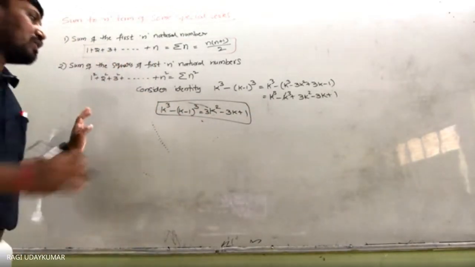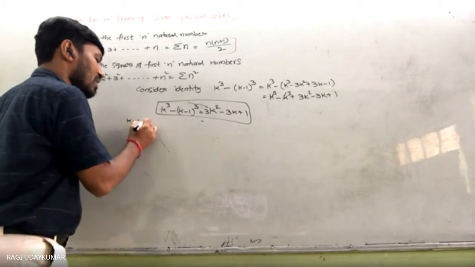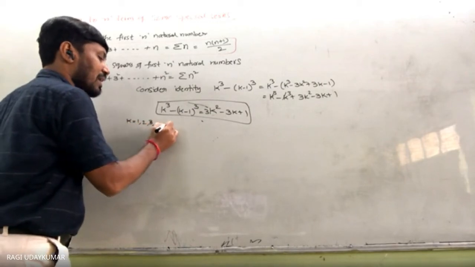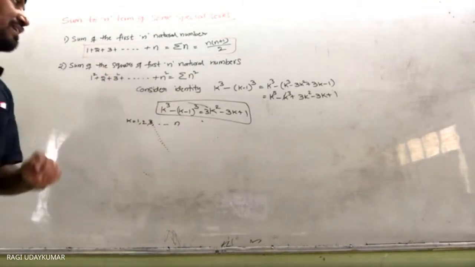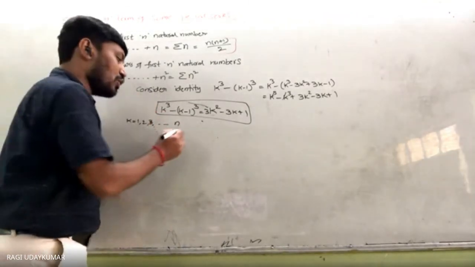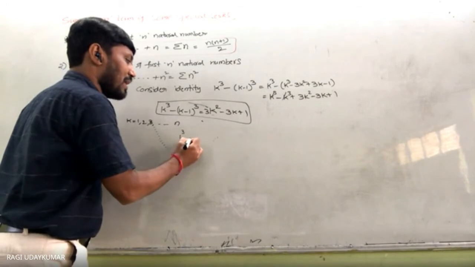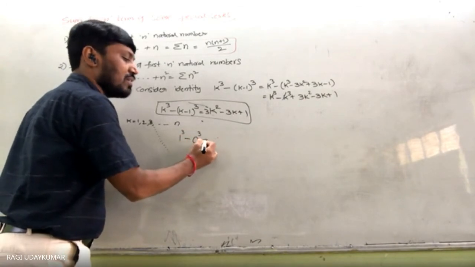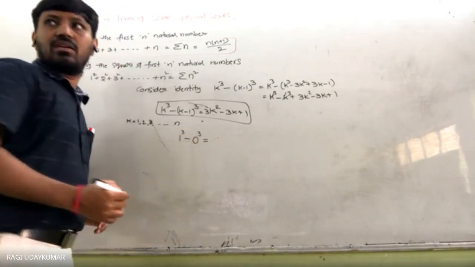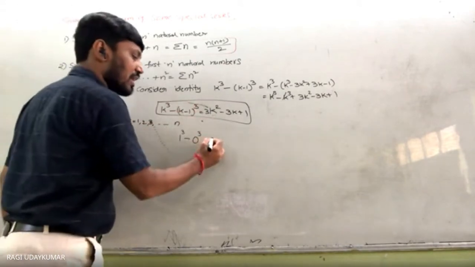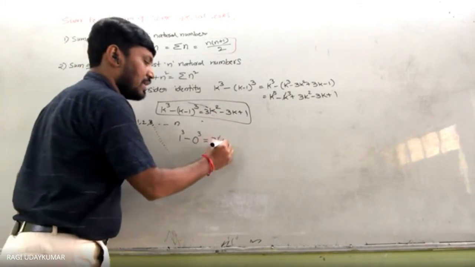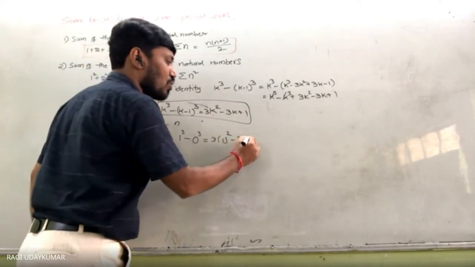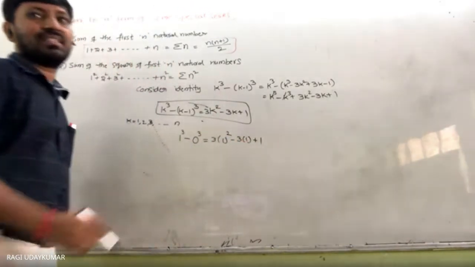Here, substitute the k values 1 to n. k is equal to 1, 2, 3, and so on up to n. If you substitute 1 in place of k, what do you get? 1 cube minus 0 cube is equal to 3 into 1 square minus 3 into 1 plus 1.